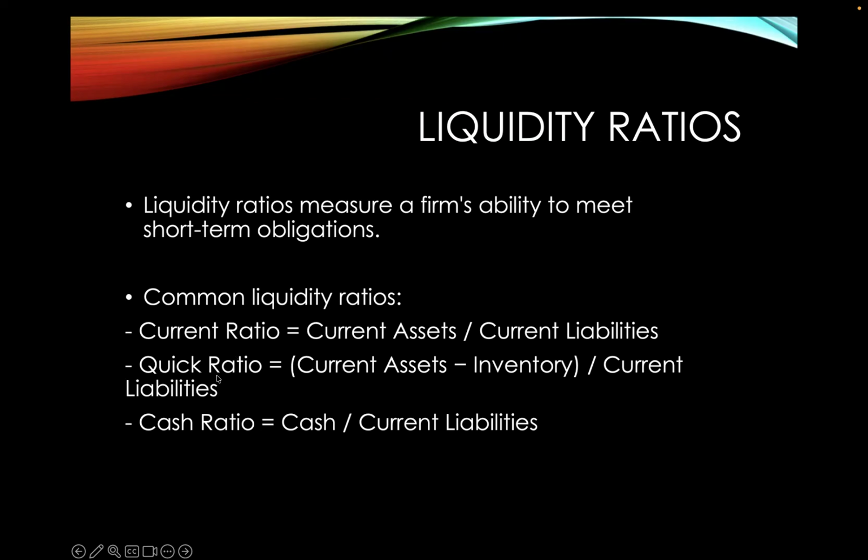The reason why it's called quick ratio is that we cannot conclude that inventory is quick, meaning you can easily convert it into cash. You have to sell the inventory and transform it into accounts receivable before collecting it into cash. That's why for the quick ratio, we exclude the inventory from the current assets. And then finally, we have the cash ratio: cash over current liabilities.